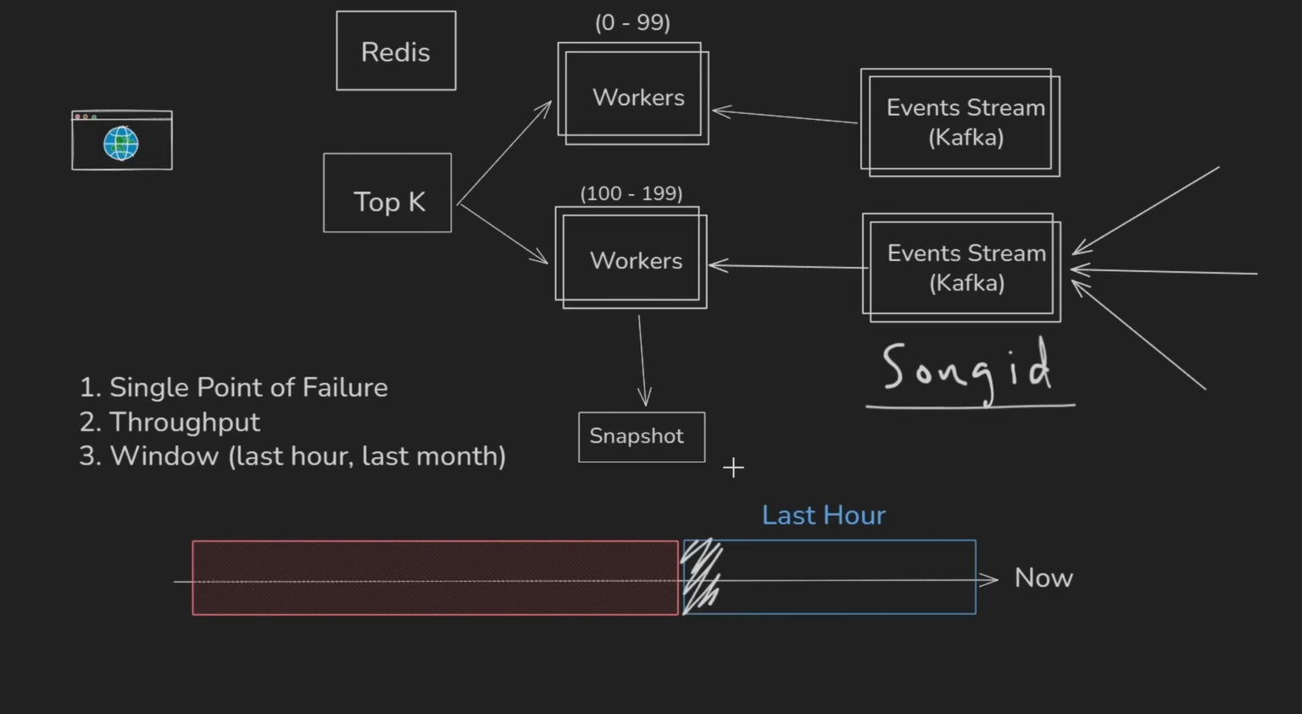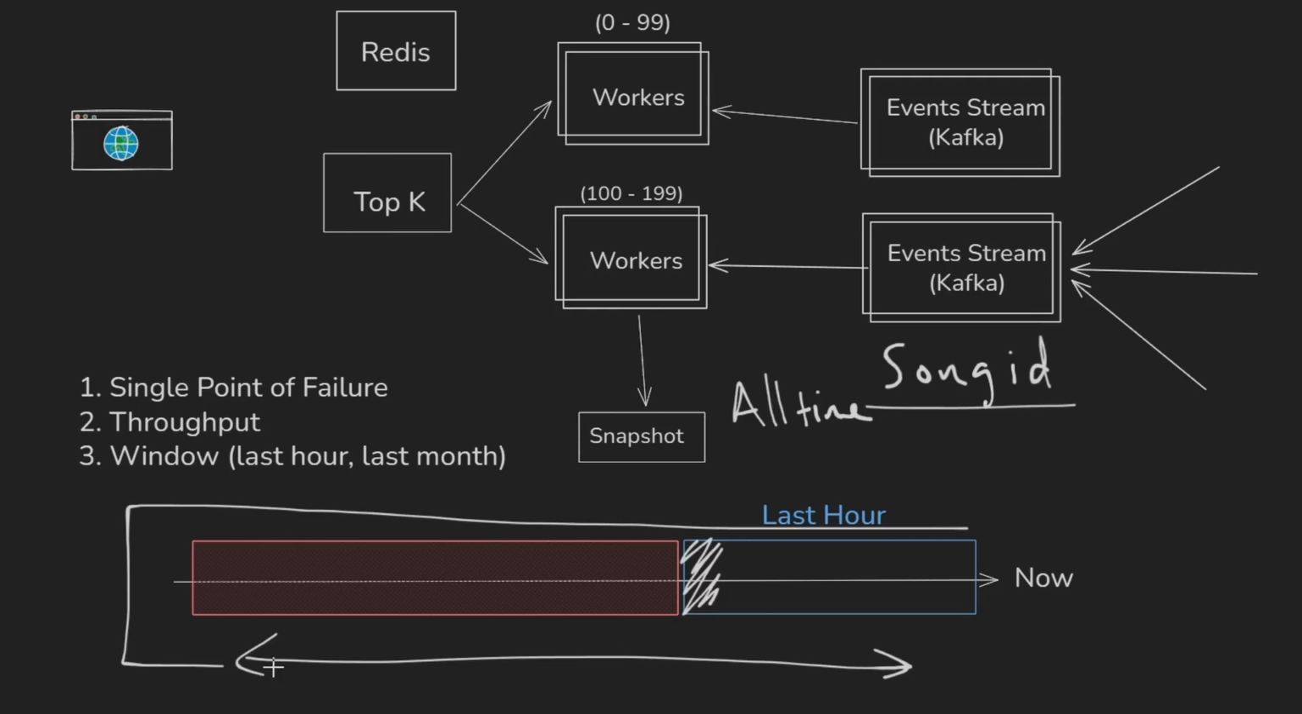We can have multiple pointers in our Kafka queue. So to review the all-time solution, we only need one pointer because we don't have a window. I mean, we kind of do, but the window is unbounded. It's just all time, so I guess it's not really a window. So we only need one pointer. We just need to read the most recent message that comes in.